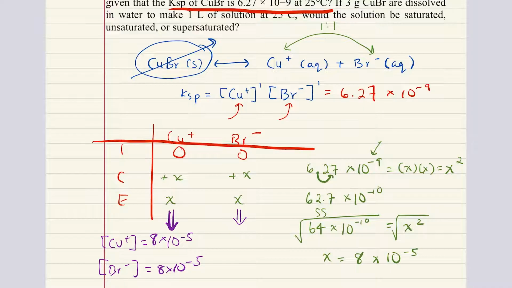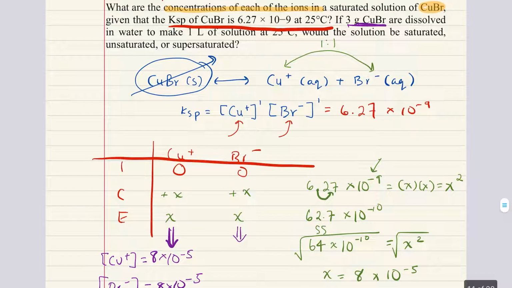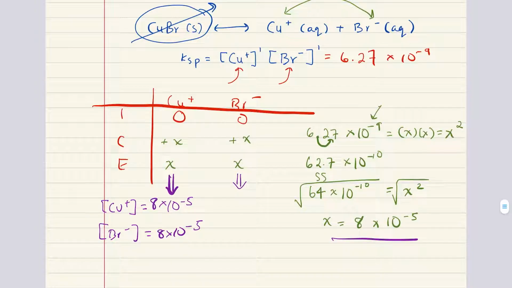Now the second question says, if 3 grams of copper 1 bromide are dissolved in water to make a 1 liter solution at 25 degrees Celsius, would the solution be saturated, unsaturated, or supersaturated? To answer this second part, we need to calculate the molarity of the solution and then compare that value to 8 times 10 to the minus 5, since this is our molar solubility for copper 1 bromide. If our molarity is less than this value, then the solution is unsaturated. If it's equal to this value, it's saturated, and if it's greater than this value, then it's supersaturated.